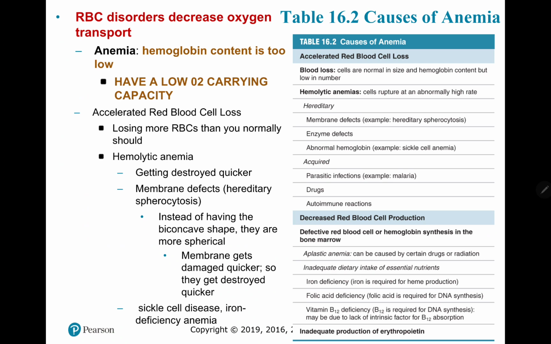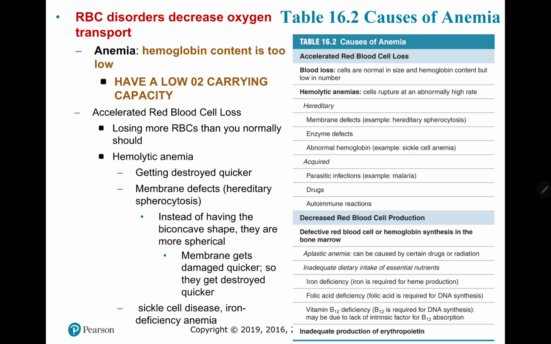Now, there are some disorders when it comes to decreased oxygen transport. Our red blood cells are important in transporting oxygen. Now, anemia is where our hemoglobin content is just too low. So ultimately, we have a low oxygen carrying capacity.